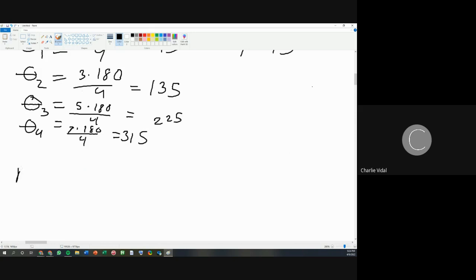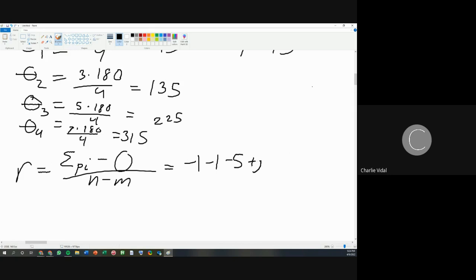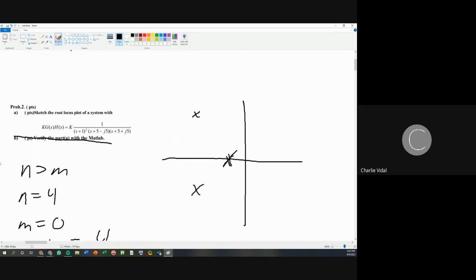Anyway, we're going to find R. Where are the asymptotes coming from? R is equal to this minus the sum of the zeros, but there are no zeros, so we'll just say 0. Divided by n minus m, which is equal to -1 minus 1 minus 5 plus j5 minus 5 minus j5, right? So we have all of these divided by 4.